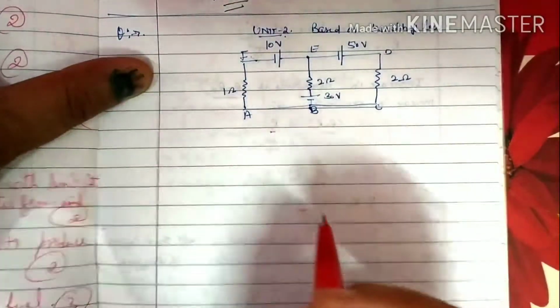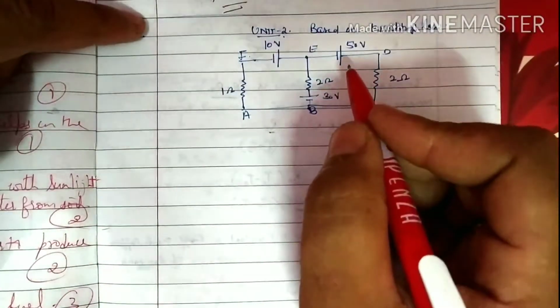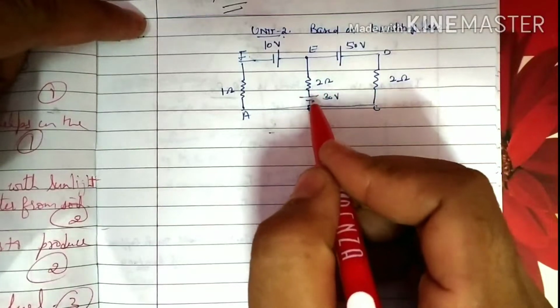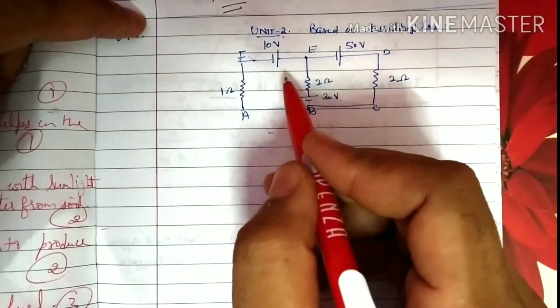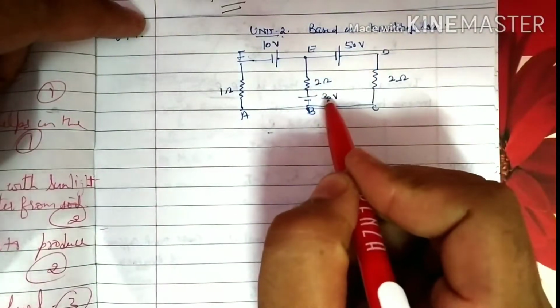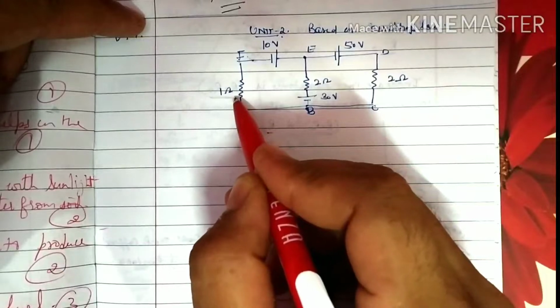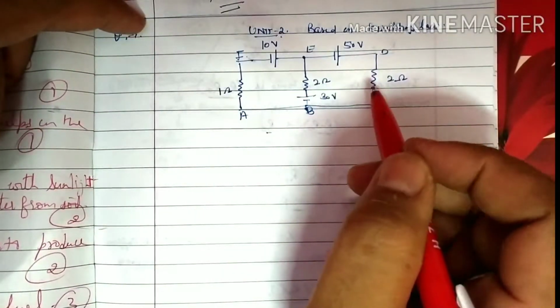Hello students, now we will solve some numericals related to Kirchhoff's law. So here we have a circuit containing cells and resistances. In the circuit we have 3 cells, 10 volt, 50 volt and 30 volt, and 3 resistances of 1 ohm, 2 ohm and 2 ohm, and we have to find out the current in each wire.